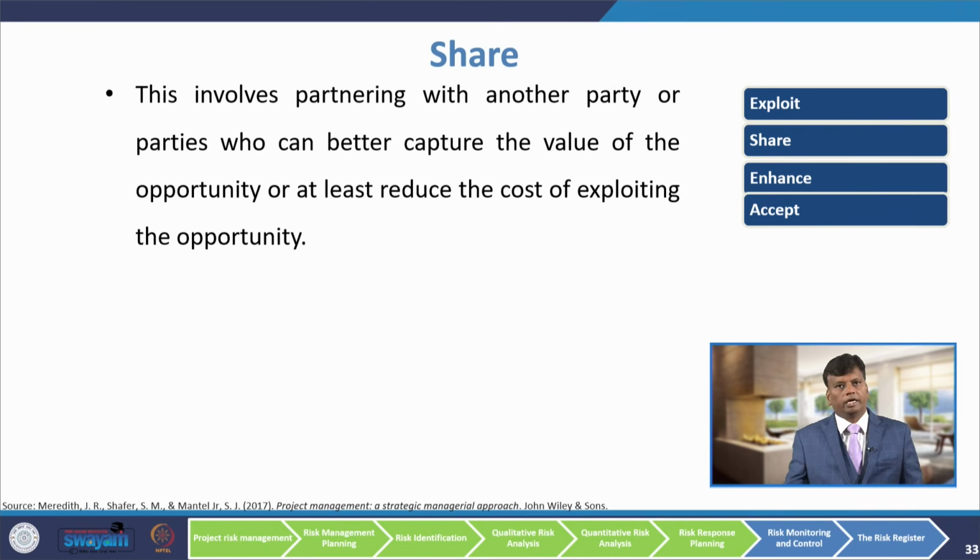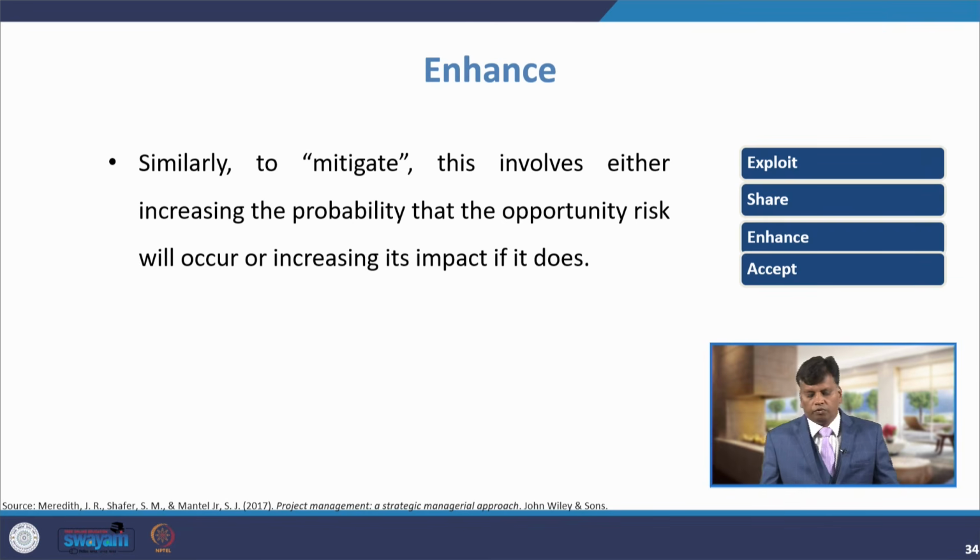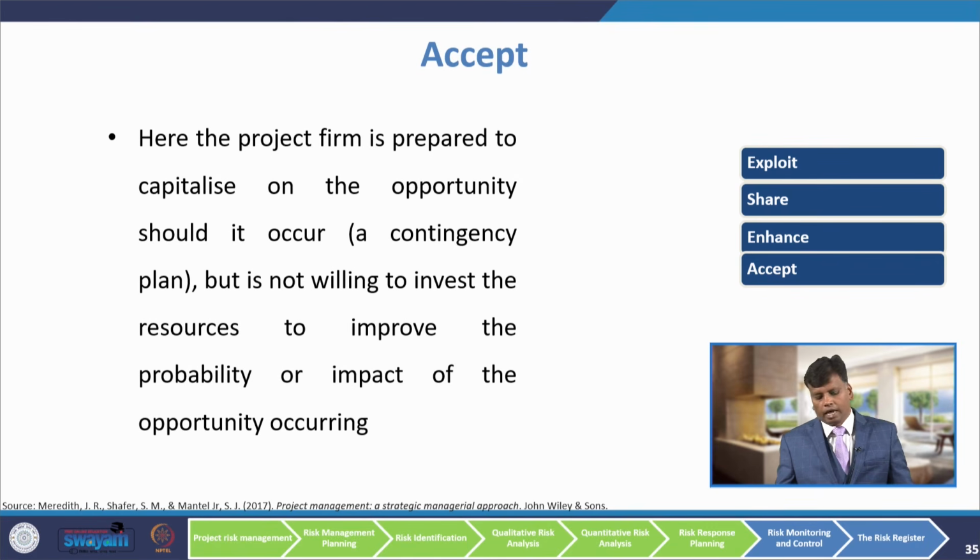The second one is sharing the risk. This involves partnering with another party or parties who can better capture the value of the opportunity, or at least reduce the cost of exploiting the opportunity. The fourth strategy is enhancing. Similar to mitigate, this involves either increasing the probability that the opportunity risk will occur or increasing its impact if it does. The last strategy is accept.